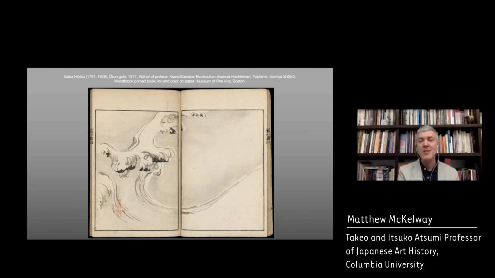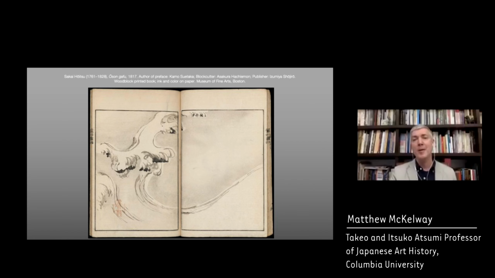This would be my last image, a work that functions as part of a big self-advertisement on Hoitsu's part. In 1817 he publishes a manual, a kind of picture book of images that he thinks should be most closely associated with him as an artist. This book is called Oson Gafu, or the painting manual of Oson. Oson is a name that Hoitsu used.